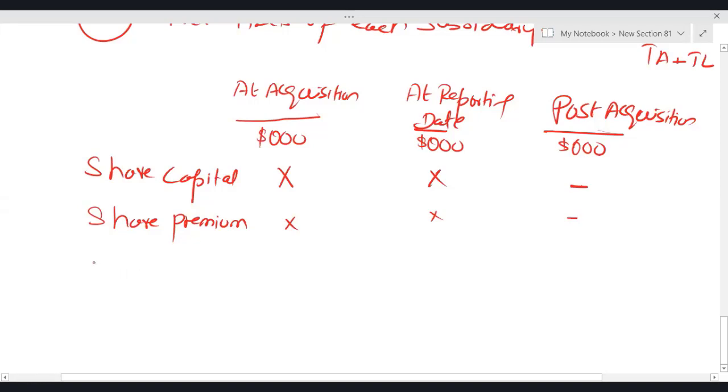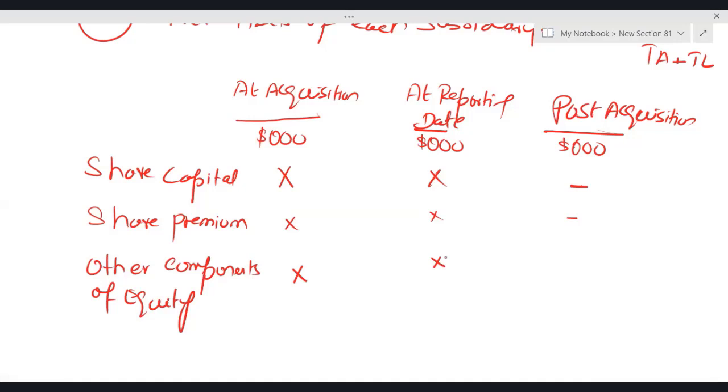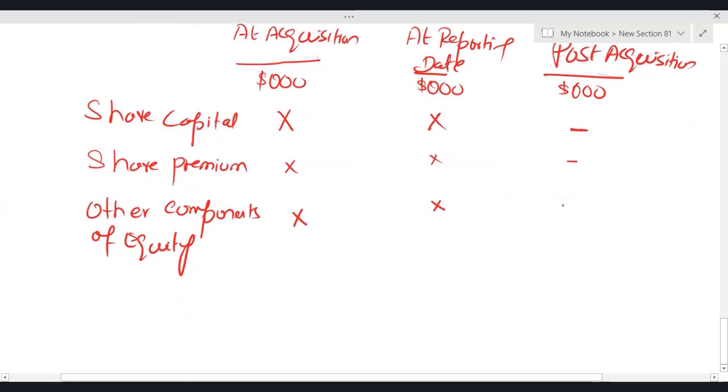Other component of equity. It could be revaluation, for example. If the examiner gives you other components of equity, there's a possibility that you might have a difference in other components of equity. There's a possibility revaluation at acquisition is different, and at reporting date it is different. So you might get a difference in other components of equity.